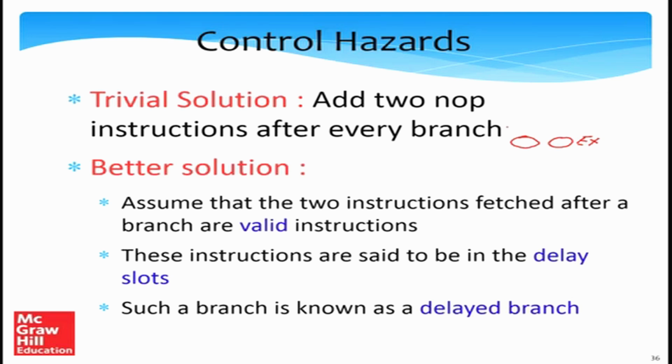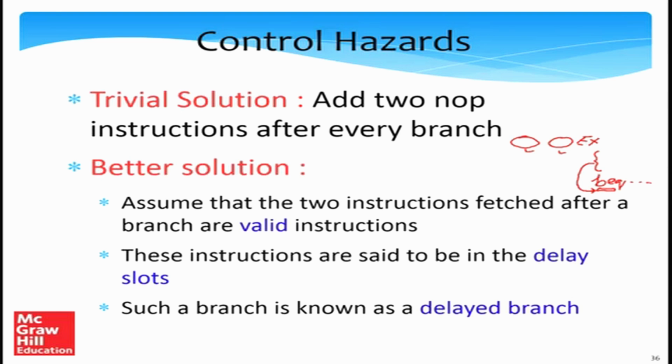But here is a better solution. Let us assume that the two instructions fetched after a branch are absolutely valid instructions. These instructions are said to be in the delay slots of a branch. The delay slots would essentially, in our pipeline, be the two cycles after the branch. So let's assume that the branch instruction is there in the program at this point. Let us try to bring two instructions before it and insert them after the branch in the delay slots.